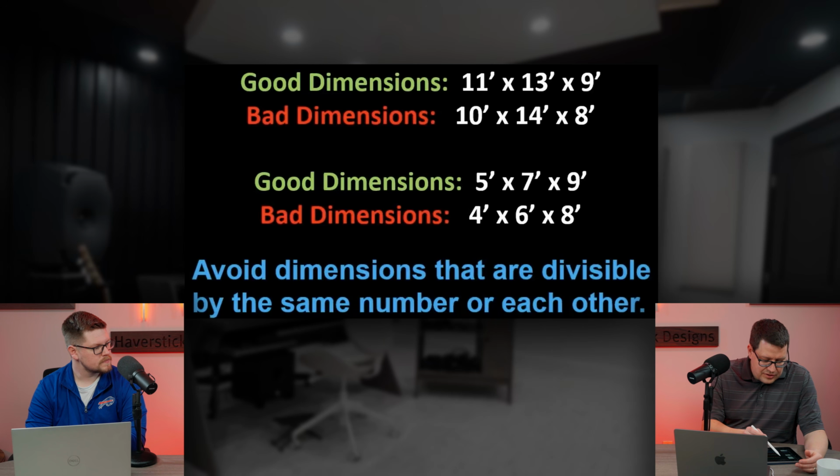Try to think of dimensions that are not divisible by the same number or each other. Sure. And so I brought up a graphic here that kind of shows some good dimensions and bad dimensions. So one example of good dimensions is for a smaller bedroom size studio: 11 foot by 13 foot by 9 foot. And the reason that's good is because none of those numbers, 11, 13, or 9, are divisible by the same number.